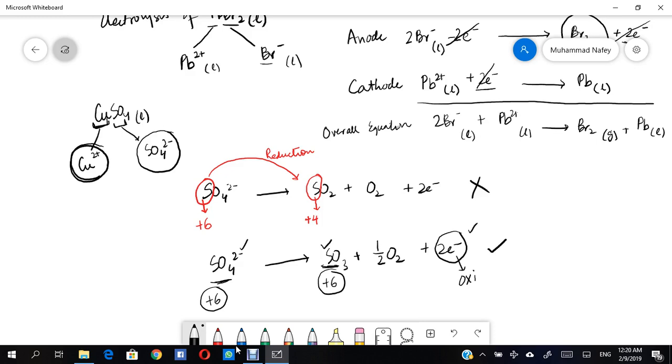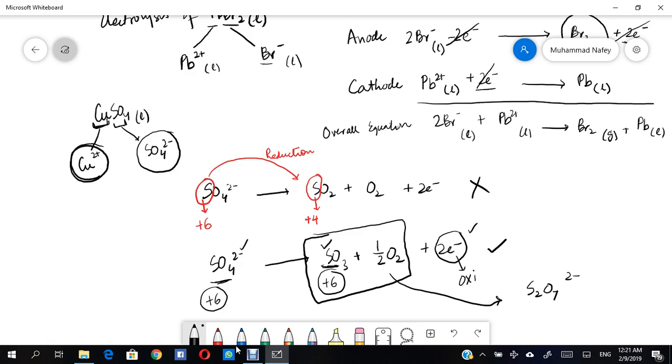Now remember, since this is happening at a very high temperature, sulfur trioxide and oxygen react again and they produce something called a pyrosulfate ion. This pyrosulfate ion is basically the S2O7 2- ion, which is pretty much beyond the scope of the O-level syllabus. But if you are interested in this and if a question like this ever came to your mind, this is the answer.